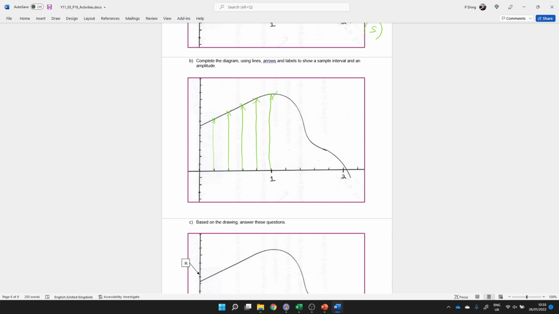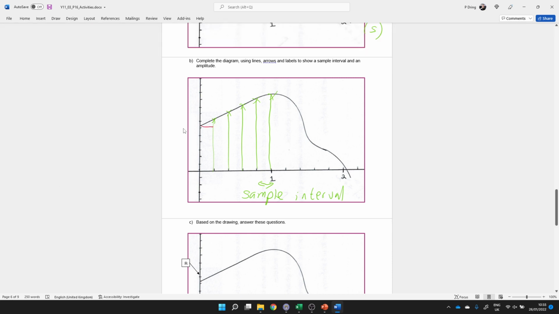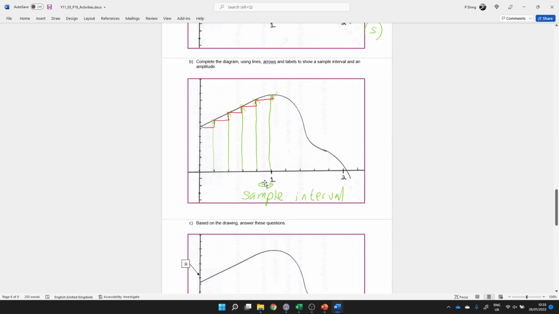So what are we supposed to label? Show a sample interval. So a sample interval is the time in between each sample. So you measure that in seconds. The shorter that interval, the smoother your digital representation. You don't need to draw this bit, but I'll show you what I mean. So if we only sample at those points, your digital wave is going to look like a staircase, and it won't be as smooth as the original one. So if you want a hi-fi, high-fidelity sound, you reduce the sample interval.